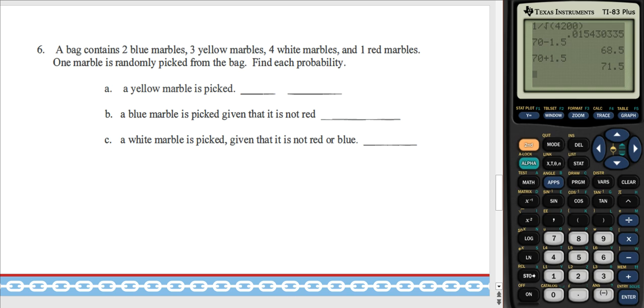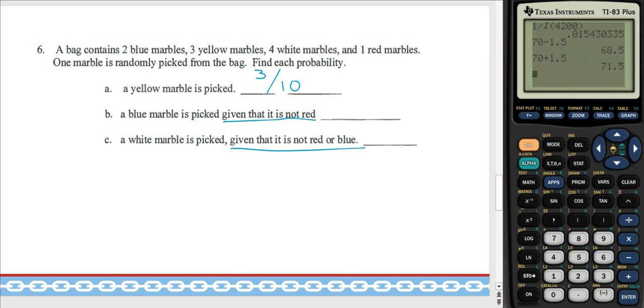For 6, we're looking at some basic probability things here. What is the probability we pick a yellow marble based on what it tells us is in the bag, right? So yellow marbles, there are 3 yellow marbles out of a grand total of 10 marbles. For B and C, they both have that given, right?